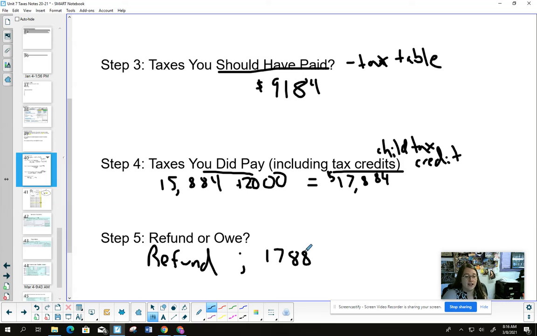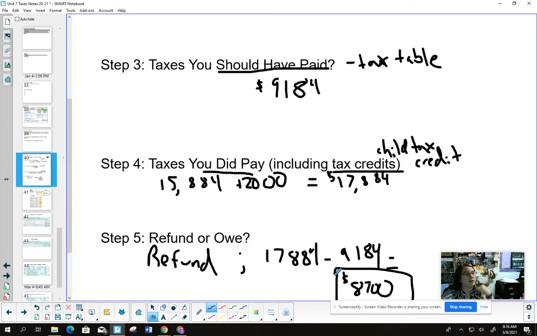Remember, even if the answer is owing taxes, we still subtract in the end. So 17,884 minus 9,184 is 8,700. So she's going to get that check sent to her bank account. And again, if she didn't have that kid, her taxes would be different. This is why you can't look at somebody and be like, oh, we make the same amount of money, we have to pay the same amount of taxes. No, it is very dependent on your own situation. Not only because she has a kid, but also because she's single. Yeah, that affected her taxes.